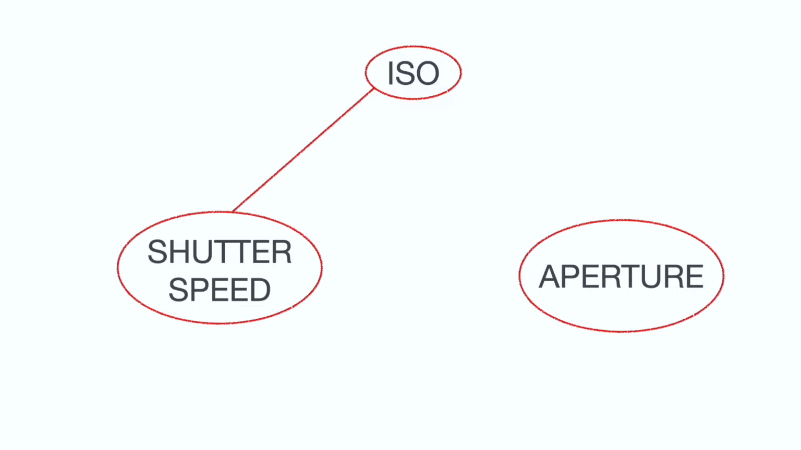Now there are three corners of the triangle: the ISO, the shutter speed and the aperture, which are interdependent on each other. Hence the term triangle. Two of these, the aperture and the shutter speed, are directly in control of the amount of light that enters into your camera and hits the sensor.